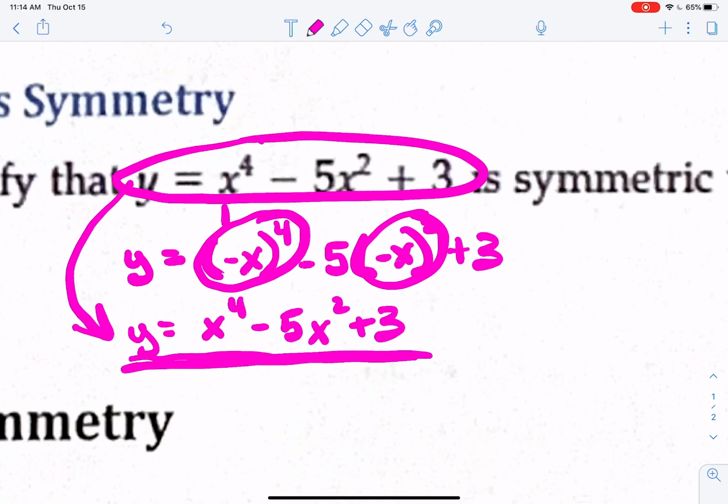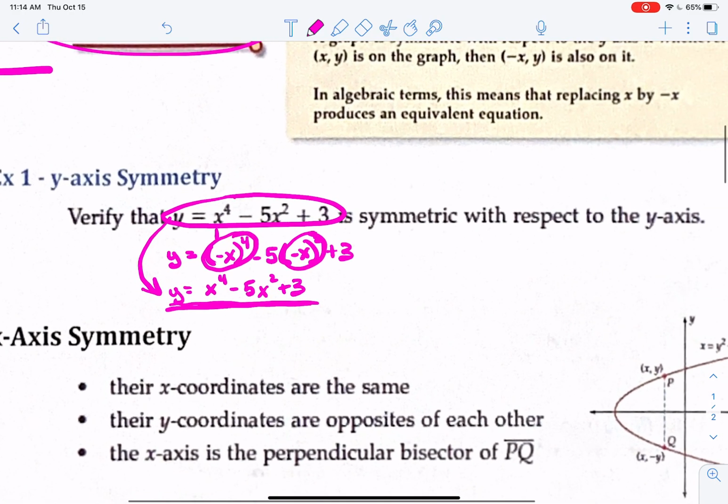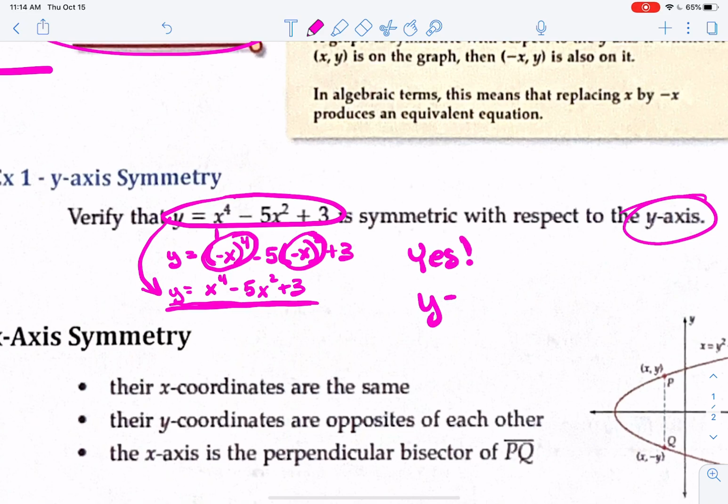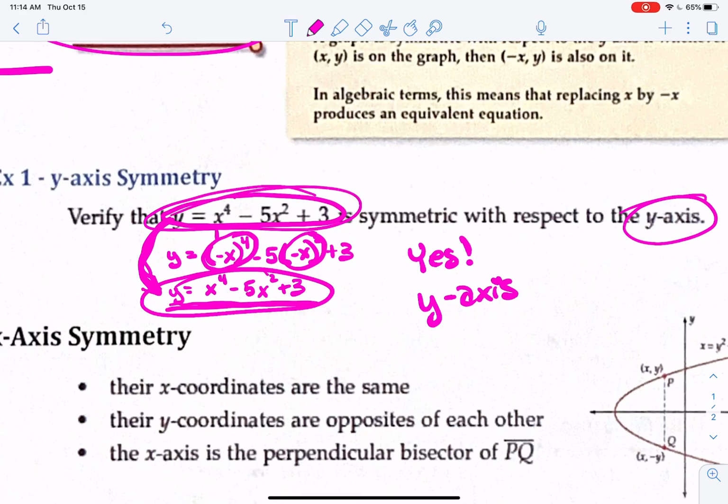So when I plug the negative x in, it turns back to normal. So when that happens, it is symmetric with respect to the y-axis. So yes, y-axis symmetry. And the reason is that when I simplified the x's, the function that I ended up with was the same as the function that I started with.